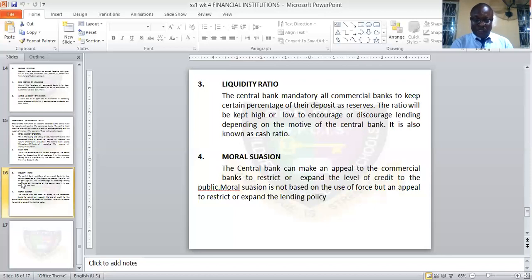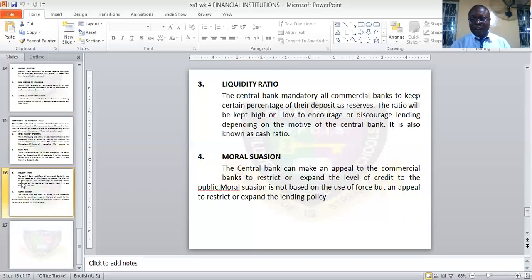Then lastly, we have moral suasion. Moral suasion is this: the central bank can make an appeal to the commercial banks to restrict or expand the level of credit to the public. They can appeal to the commercial banks that they should reduce the lending, the way of giving out loans to their prospective or respective customers. By doing this, they are trying to regulate the activities of commercial banks.